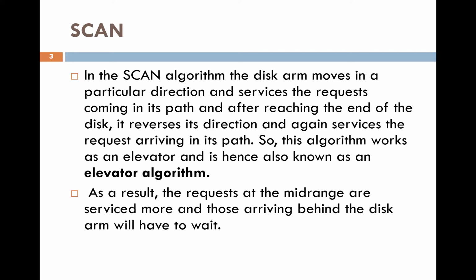So in the scan algorithm, the disk arm moves in a particular direction. For example, if the initial head position is, suppose, 50, it may move from 50 towards 100, or it may move from 50 towards 0. It depends on the instructions given by the user. So in the scan algorithm, the disk arm moves in a particular direction and services the requests coming in its path. Whatever requests come while it is moving in one direction, it services those requests, and after reaching the end of the disk, it reverses its direction and again services the requests arriving in its path. So this algorithm works as an elevator.